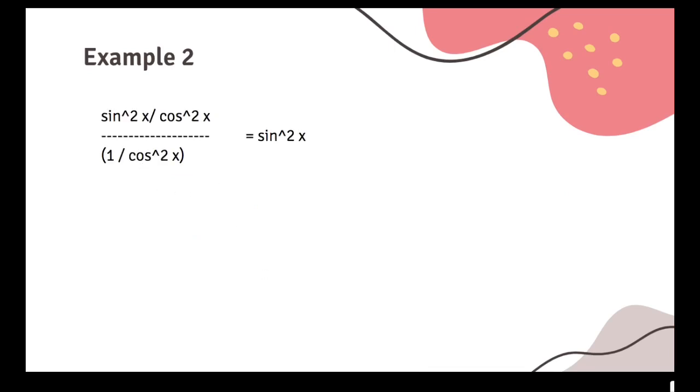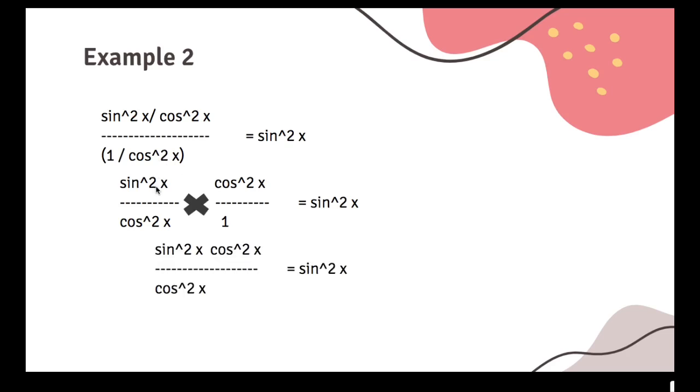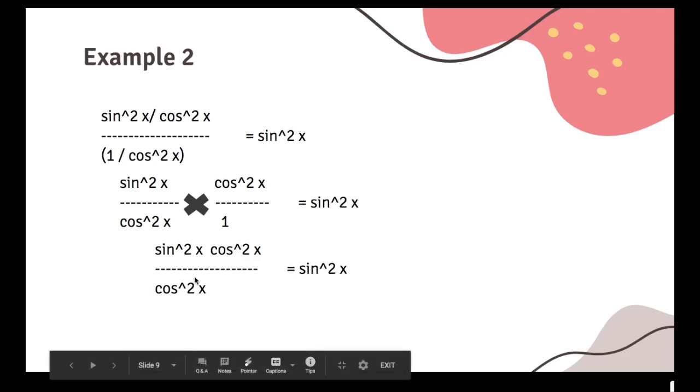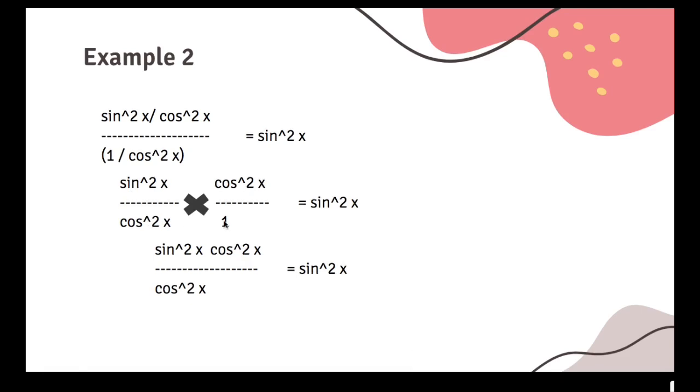So if we multiply the reciprocal of the denominator by the numerator, like this, we can get sine squared x multiplied by cosine squared x, which is equal to sine squared x multiplied by cosine squared x over cosine squared x, because these multiply with each other and the bottom ones multiply with each other.